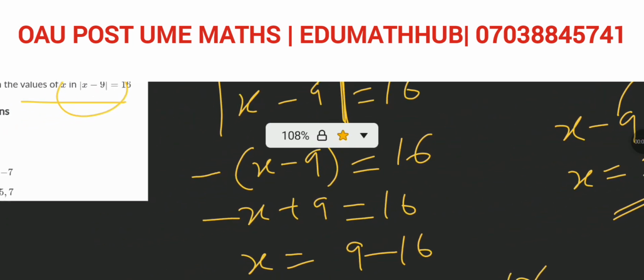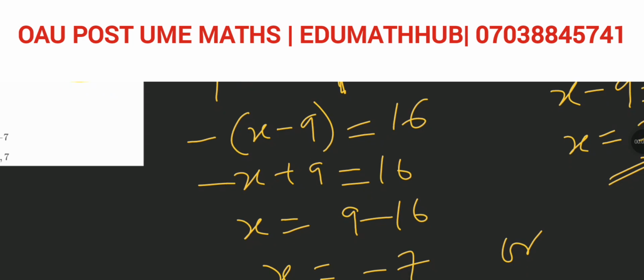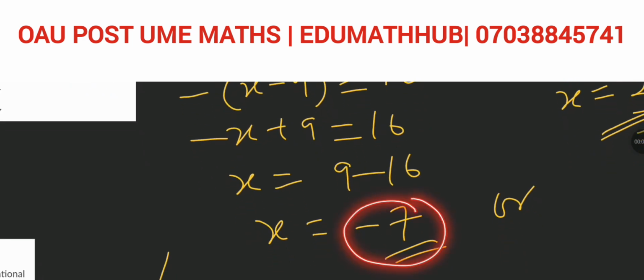So the first one is minus X minus 9 in bracket is equals to 16. So this minus goes into this bracket. You have minus X plus 9 is equals to 16. Then from here, just rearrange it. You're going to get X is equals to 9 minus 16. So 9 minus 16 will give you minus 7.